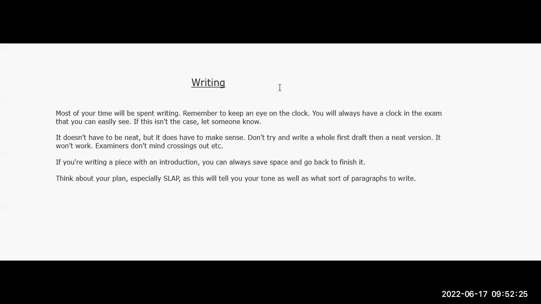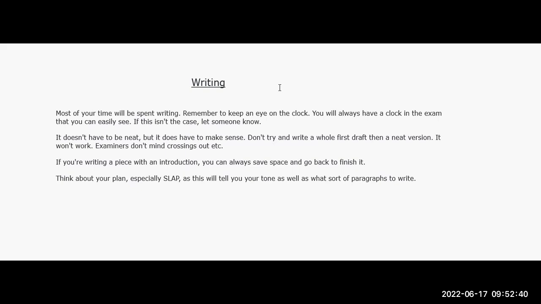Now, if you happen to be writing a piece of instruction, this is much more geared towards level 1 and almost certainly level 2. What you can do here, a nice little trick, is go back. So just save a little bit of space. This is what I used to do all the time.